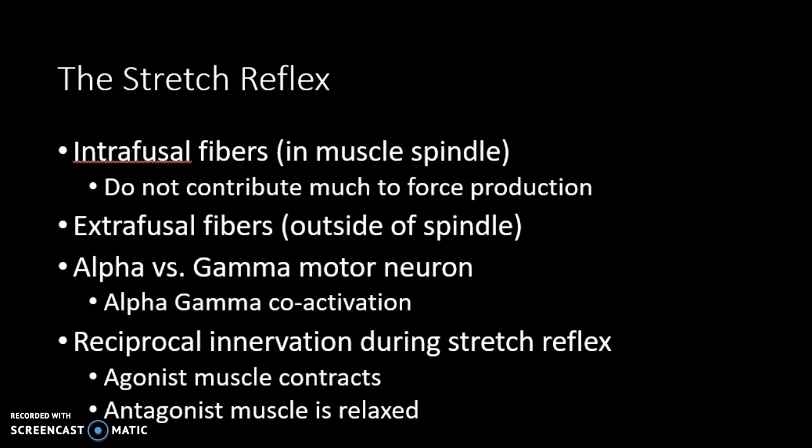So the intrafusal fibrils in the muscle spindle don't contribute a lot to force production. I said they mainly sense that stretch. They do help a little bit with contraction, but not a whole heck of a lot. Then we have the extrafusal fibers, which are outside of the spindle. We already mentioned the difference between the alpha and gamma motor neurons. We can have alpha-gamma coactivation, where the more motor neurons we have firing, the alpha motor neurons and the gamma neurons, the greater the strength of contraction.